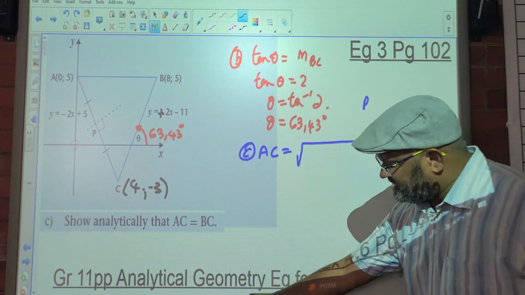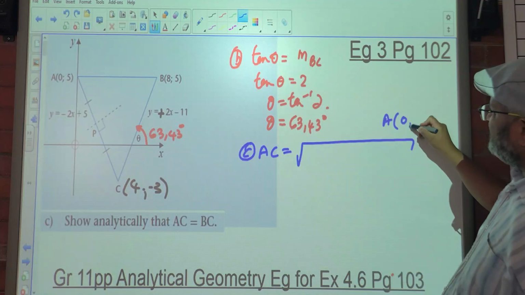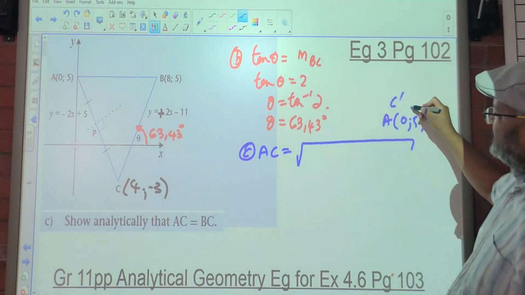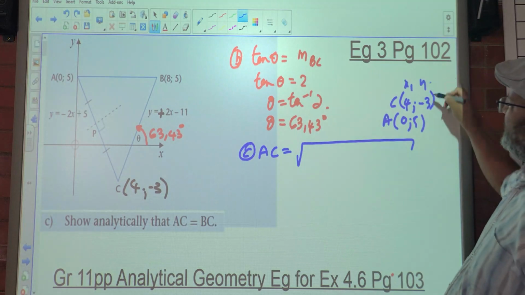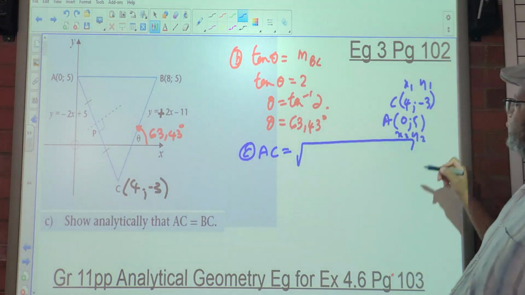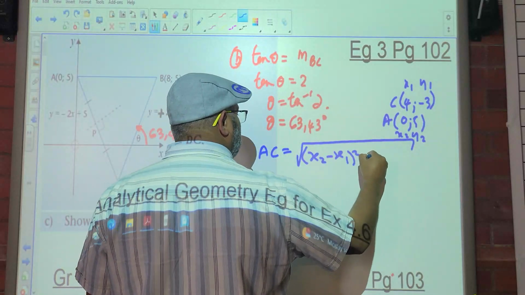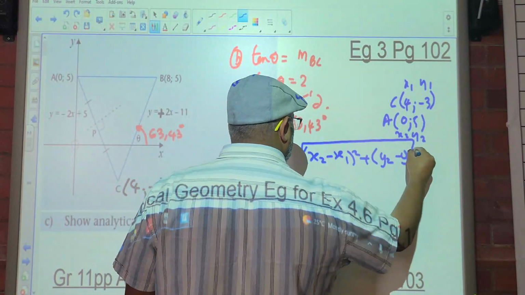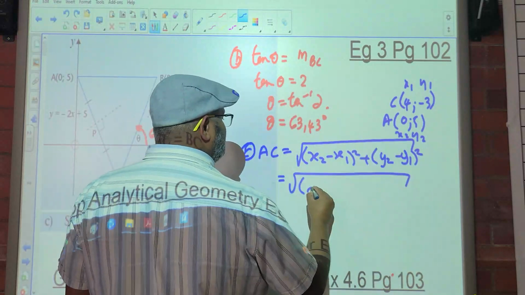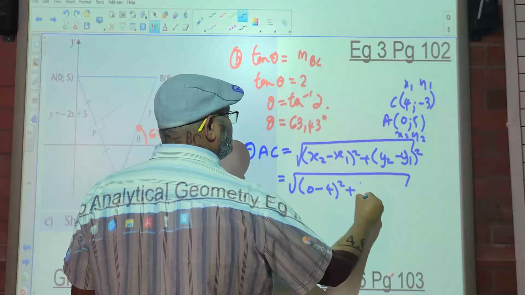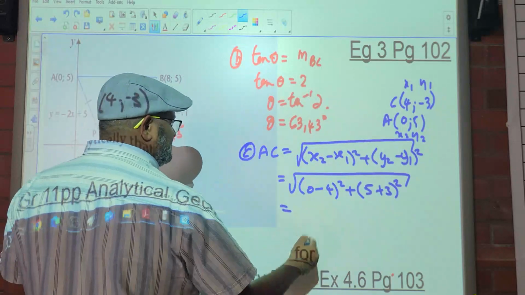So this is AC. So the coordinates of A again is going to be 0 and 5. And the coordinates of C is 4 and minus 3. That's x1, y1. This will be x2, y2. This is my formula. x2 minus x1 squared plus y2 minus y1 squared. So it's going to be x2, which is 0, minus 4 squared plus 5 minus 3 squared. It's 8 and 16.